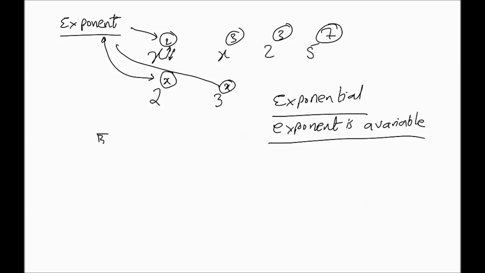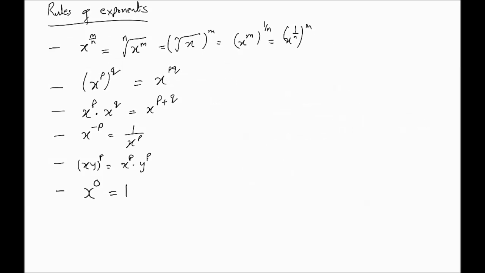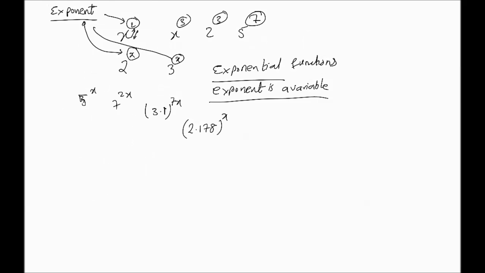5 to the x, 7 to the 2x, 3.1 to the 7x, 2.178 to the x, and so on and so forth. So there are many different types of exponentials that you could possibly have.